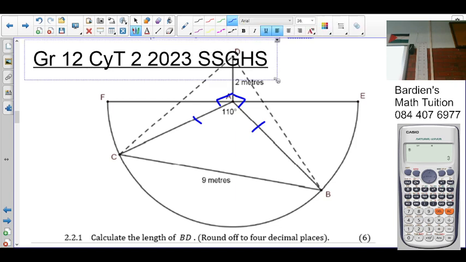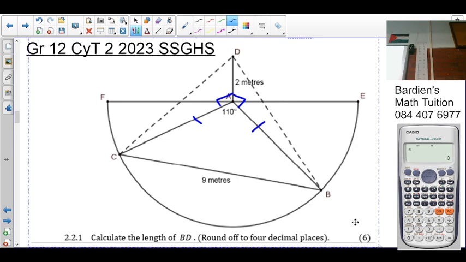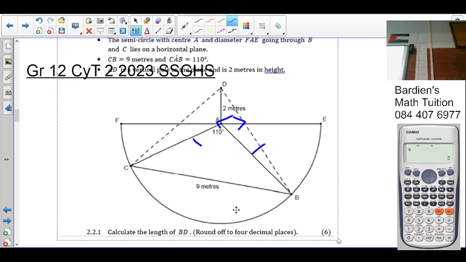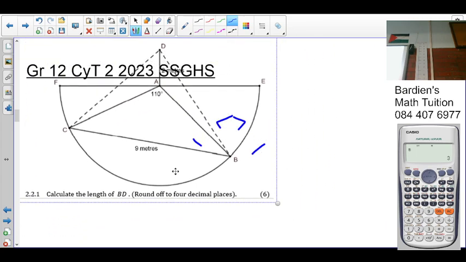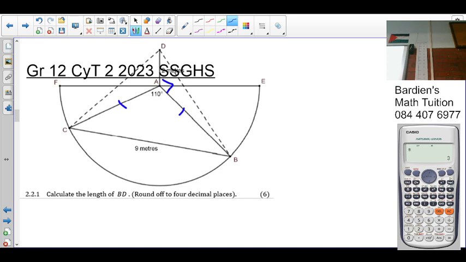First question. We are told to calculate the length. I'll make this a bit smaller. Okay, the question says calculate the length of BD. Give your answer to 4 decimal places. BD. So BD is this length here.